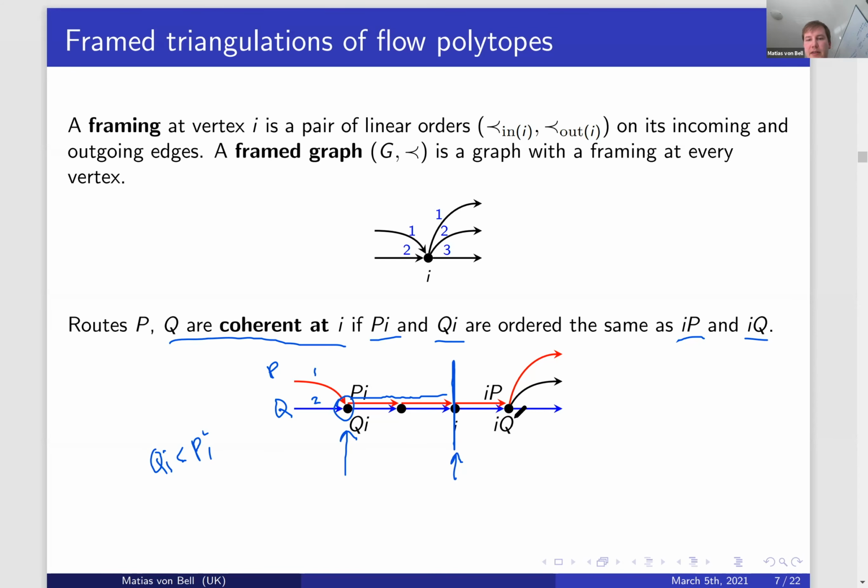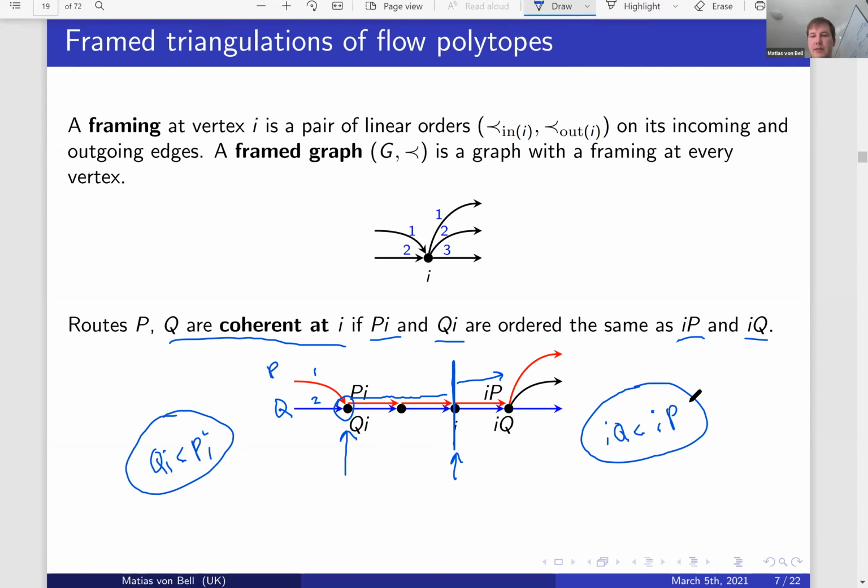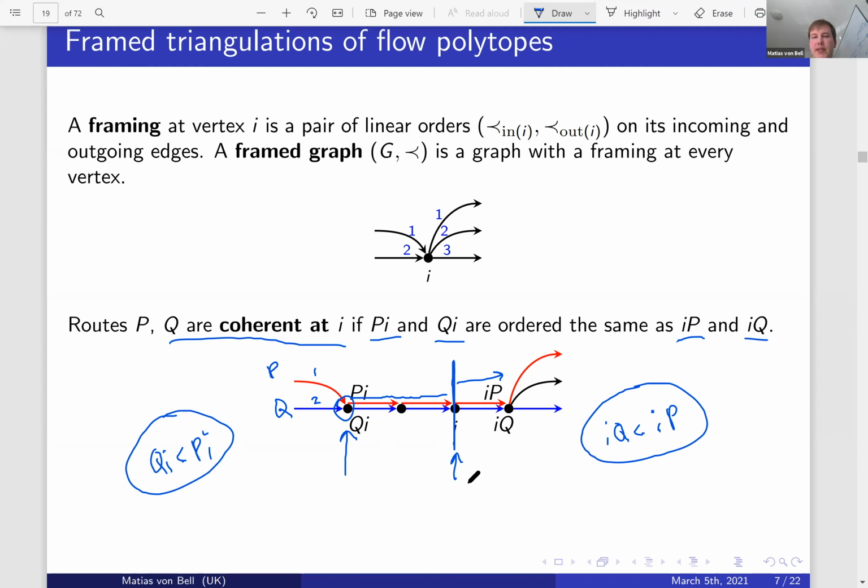And we do a similar thing in the other direction, just symmetrically. And now we get that I_Q is less than I_P. And then what we do is compare these two with each other. Okay, Q is less than the P counterpart in both of these cases. So then we can say that these are coherent at a vertex I.